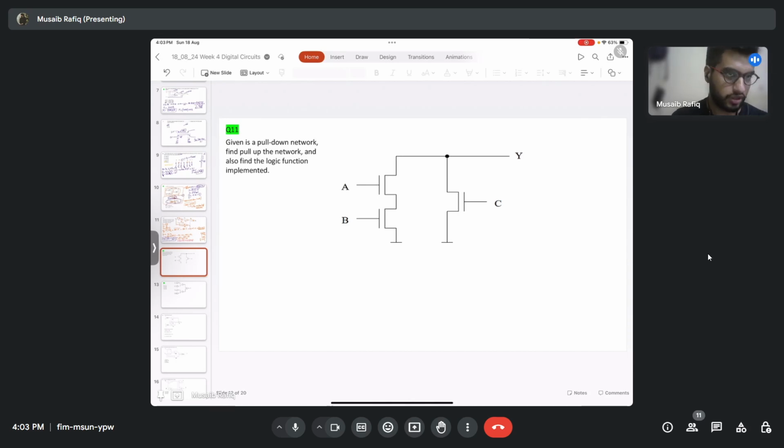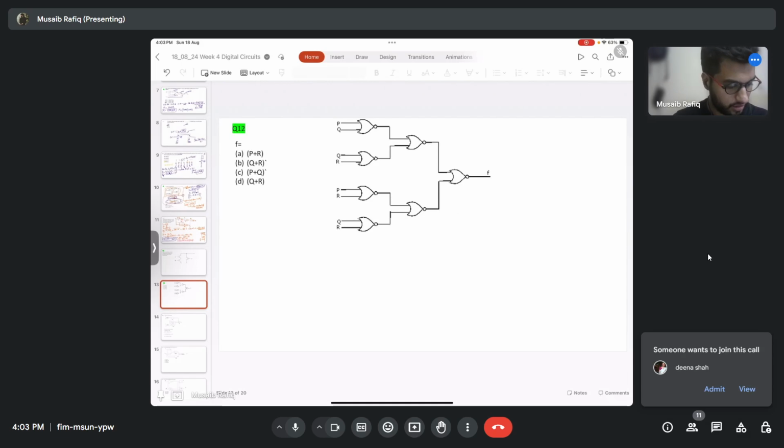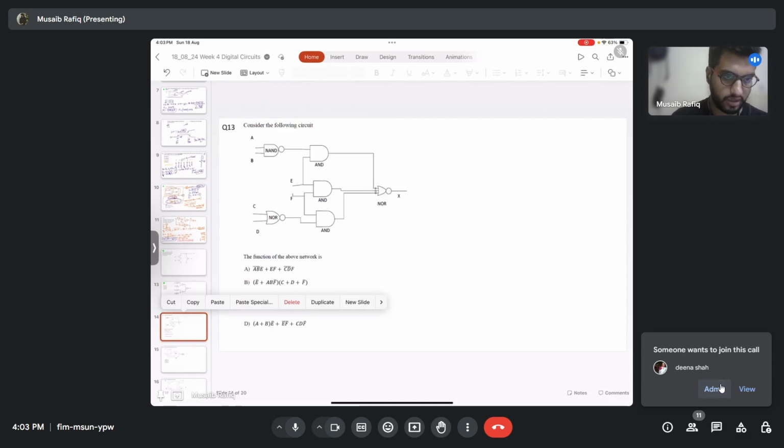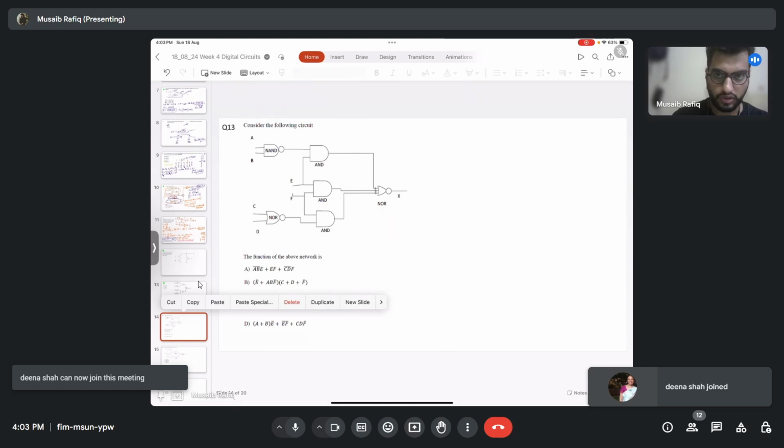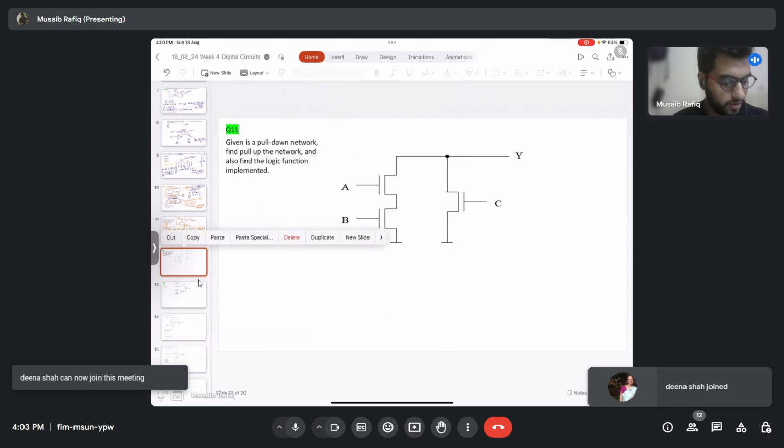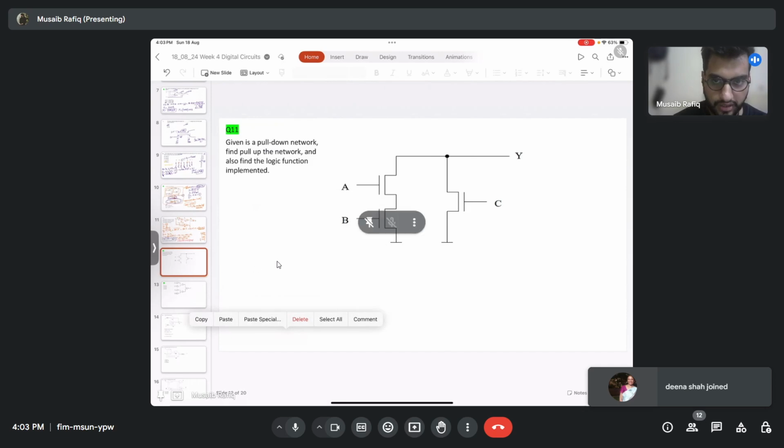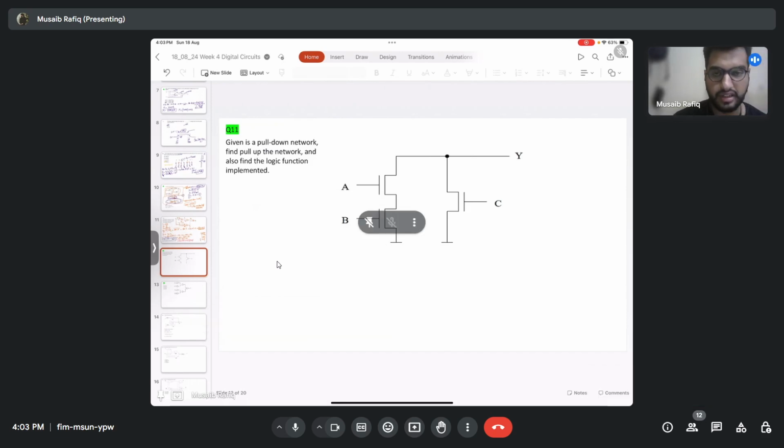So what I want you guys to do is type only the circuit functionality, the logic function implemented by this pull down network. Type it in the chat box. I'll give you 2-3 minutes. Draw the pull up network at your place and write the functionality. Only write the function implemented by this block in the chat box.